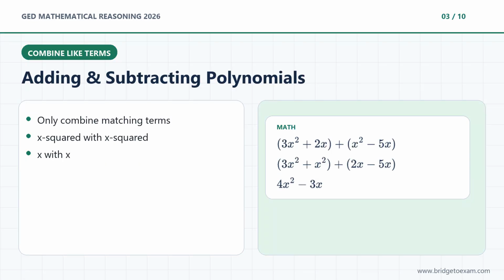To add or subtract polynomials, just combine like terms. Like terms have the same variable and the same exponent. For 3x squared plus 2x plus x squared minus 5x, add the x squared terms to get 4x squared, and add the x terms to get negative 3x. The answer is 4x squared minus 3x.